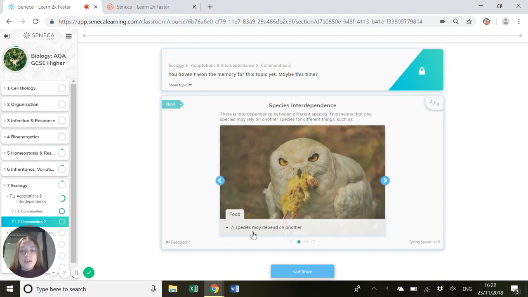Or for food, so a species may depend on another one for food. If you think of a food chain, there's always something which is eating something else. So all species will depend on other species for food. Here we've got an owl depending on another bird species because they eat that as food. Or you could think of a ladybird eating a leaf of a plant. So the ladybird depends on the leaf.